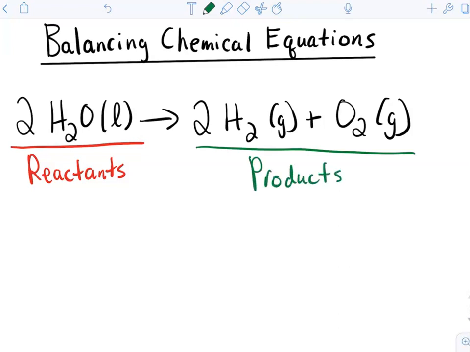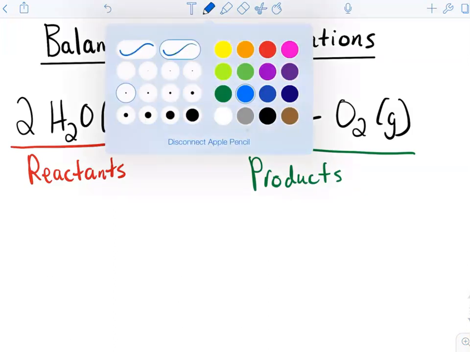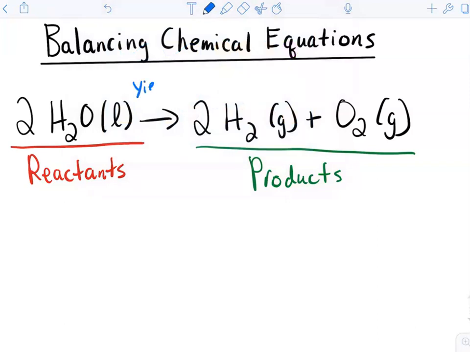It's kind of like if we were baking. You start with your ingredients, you put them all together, and then you form your final product. Remember that the arrow means yields or forms.